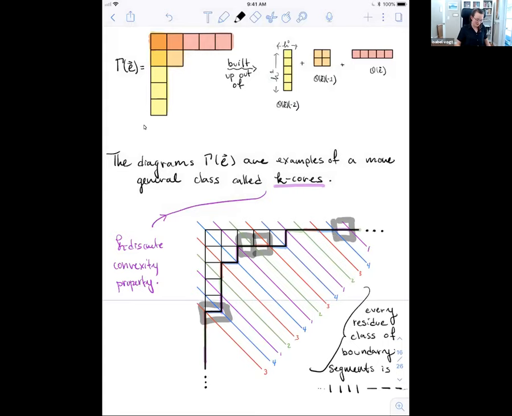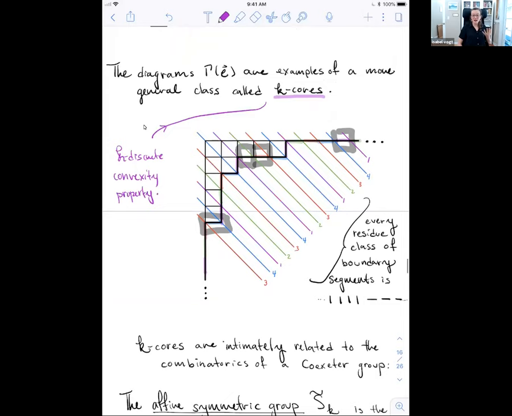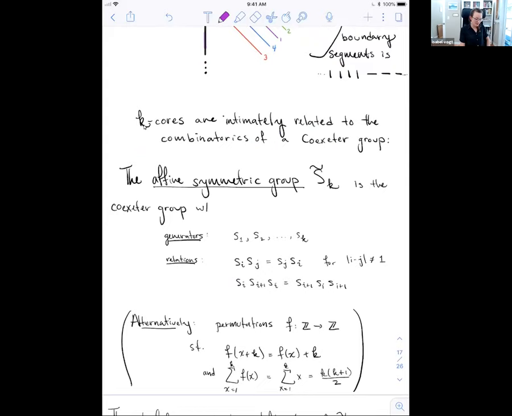All right, so as I already said, K-cores are intimately related to the combinatorics of a Coxeter group, namely the affine symmetric group. The affine symmetric group, denoted S_K tilde, is the Coxeter group with K generators, which I'll denote S1 through SK, and it has these two types of relations. Si Sj is Sj Si, when i and j do not differ by plus or minus 1, and Si Si+1 Si is Si+1 Si Si+1. So that's the standard Coxeter group definition of the affine symmetric group with generators and relations.